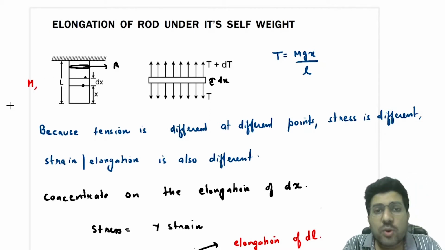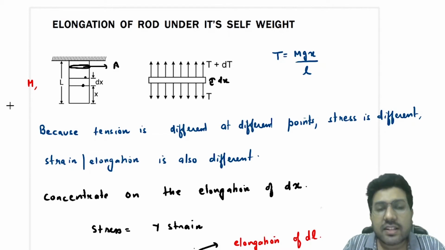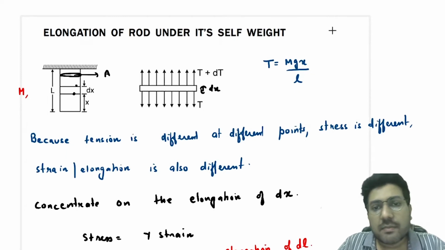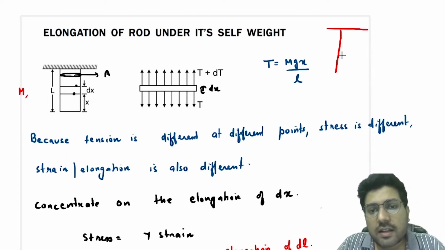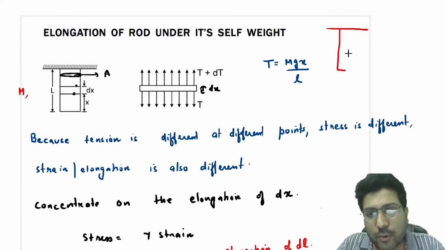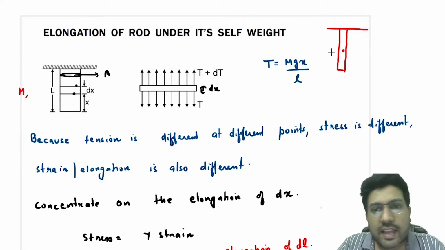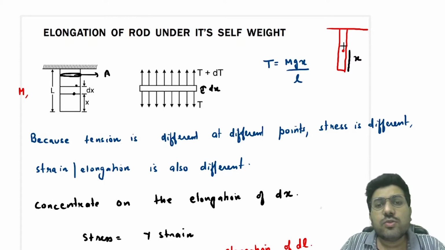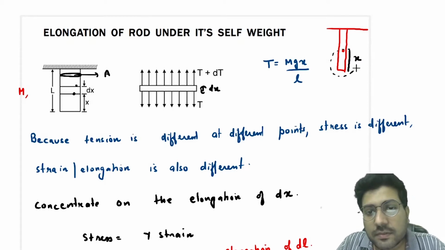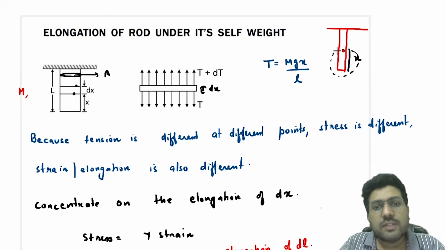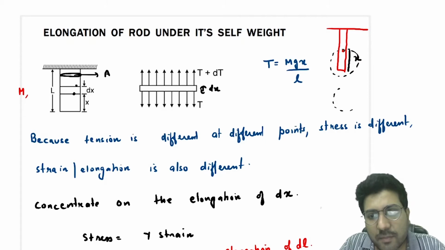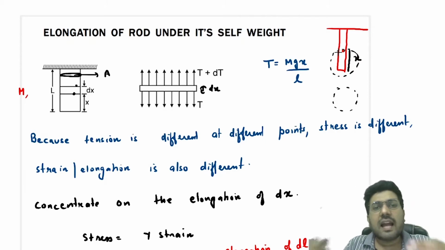You know that whenever a rod has mass, the tension at every point is different. By Newton's law, we can calculate the tension at any point. Suppose you want to find the tension at this point, which is at a distance of x from the bottom. Then you will choose a system which has this point where you want to find the tension.